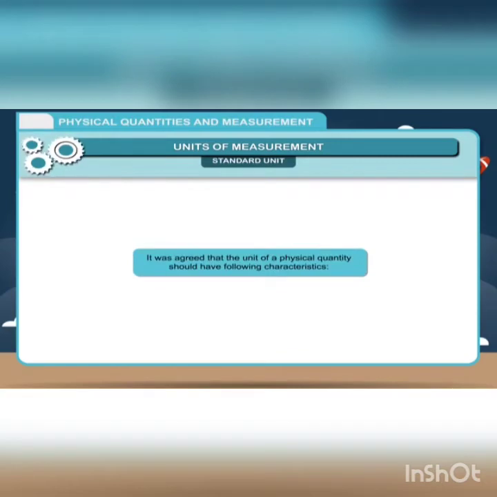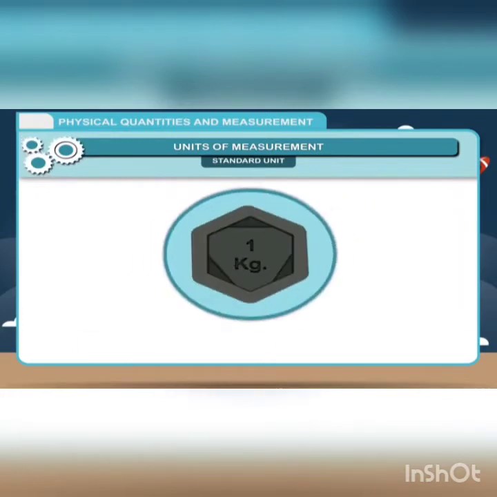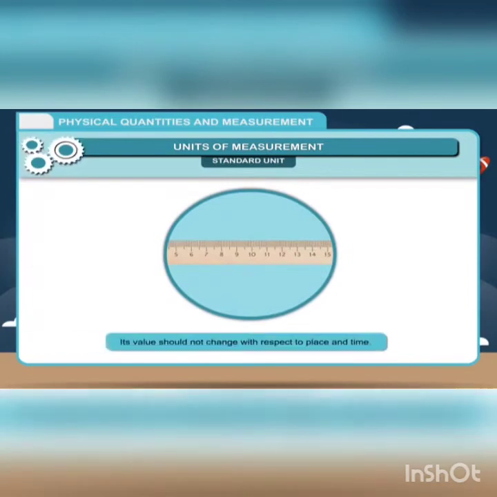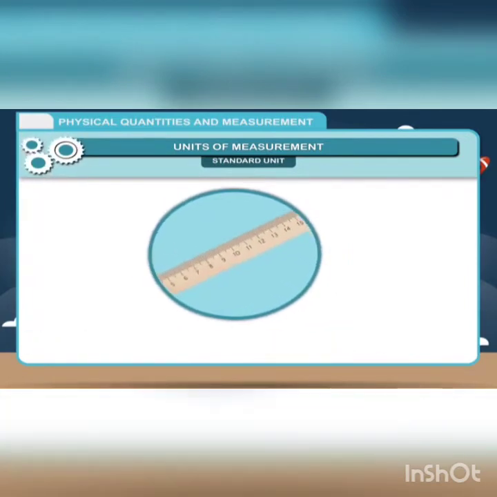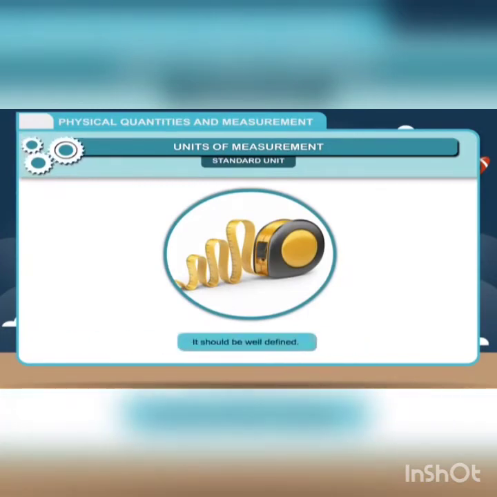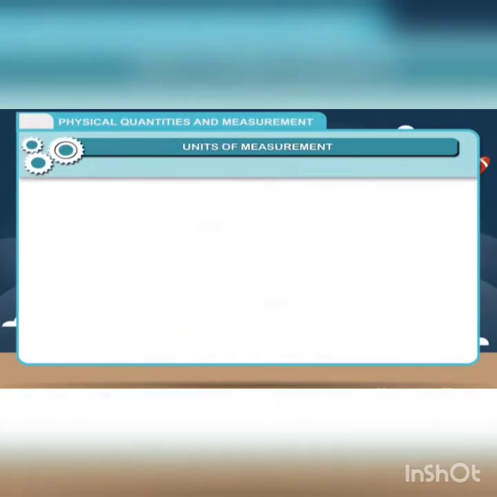It was agreed that the unit of physical quantity should have the following characteristics. 1. The unit should have a convenient size. 2. Its value should not change with respect to place and time. 3. The system of units should be acceptable everywhere. 4. It should be well defined.